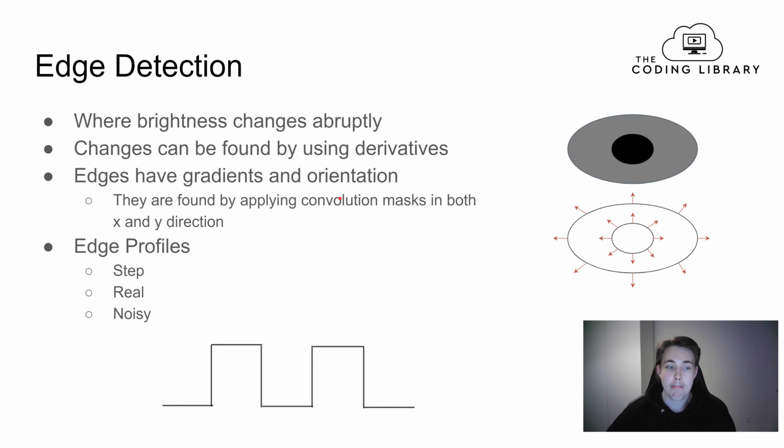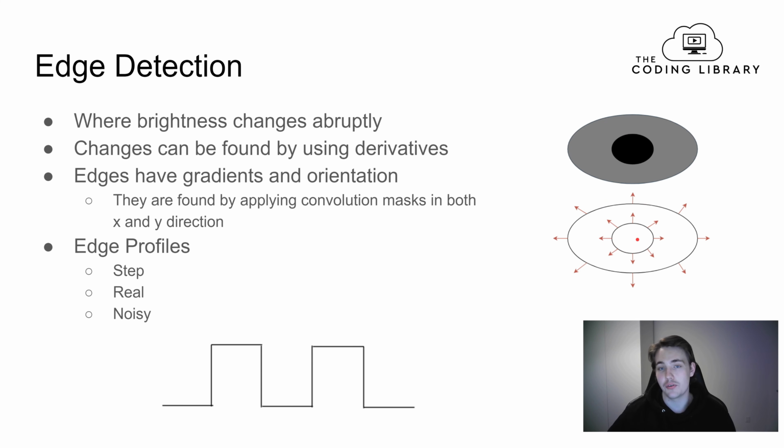Over here to the right we can see these two circles, the first one is black and then we have the gray one, and we want to find the edges in the image. We can see there's a change in the brightness, so the brightness changes abruptly. So we can say that we have an edge here, and to find the edge in the image we need to take the derivative of those values, so we can calculate the gradients, because edges have gradients and they also have an orientation.